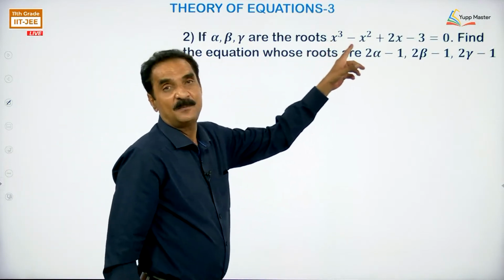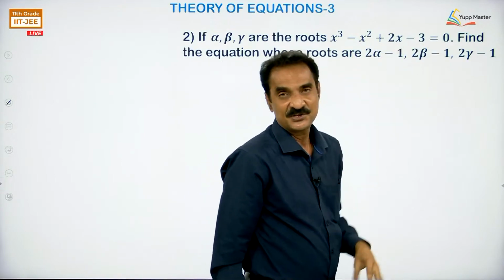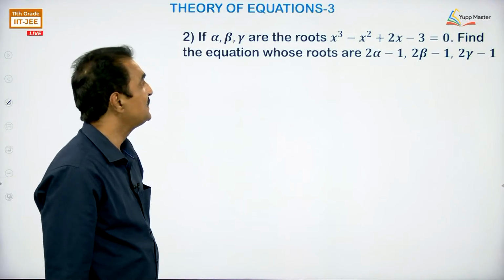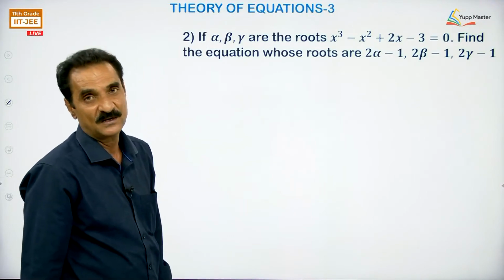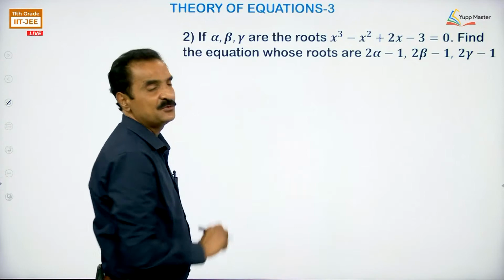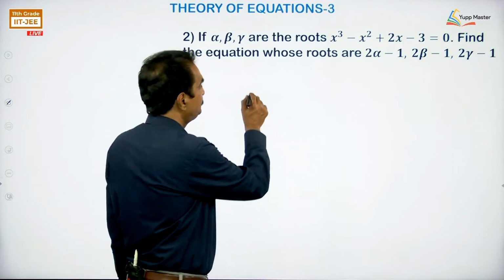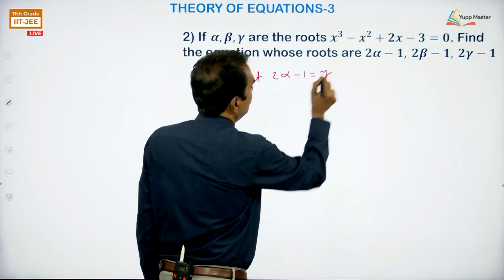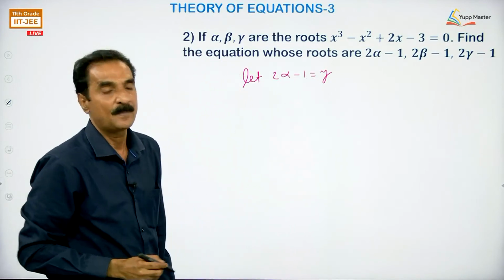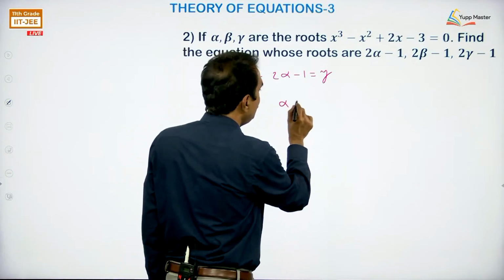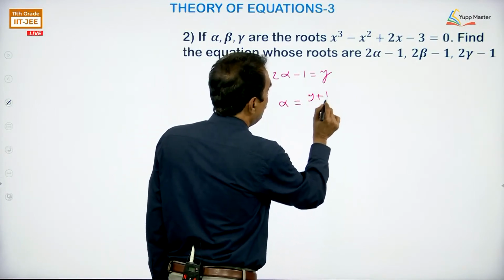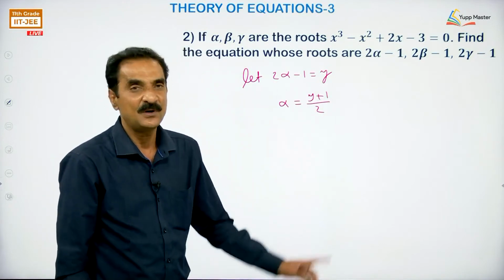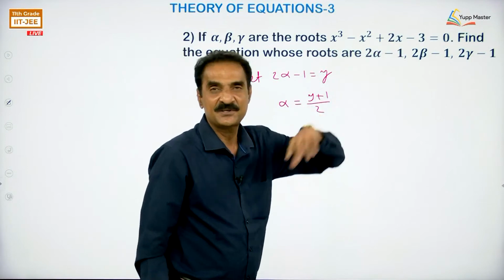If alpha, beta, gamma are the roots of this cubic equation, find the equation whose roots are 2 alpha minus 1, 2 beta minus 1, 2 gamma minus 1. Take one of the new roots as y. Then calculate the old root. Old root means alpha. What is alpha? 2 alpha is equal to y plus 1. Alpha is equal to y plus 1 by 2. This alpha should satisfy the given equation.